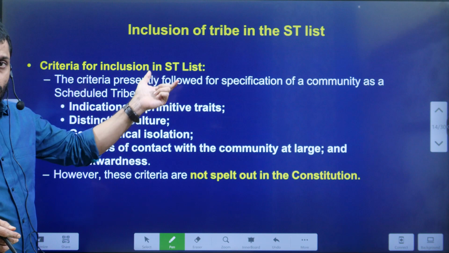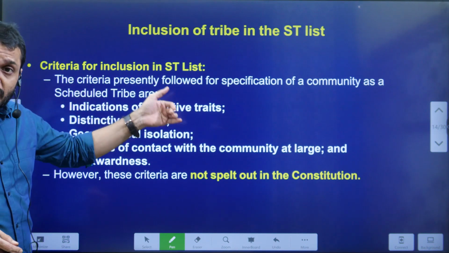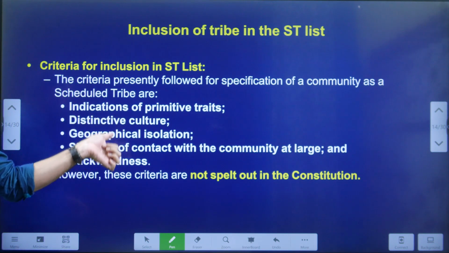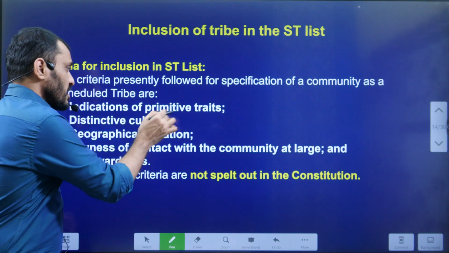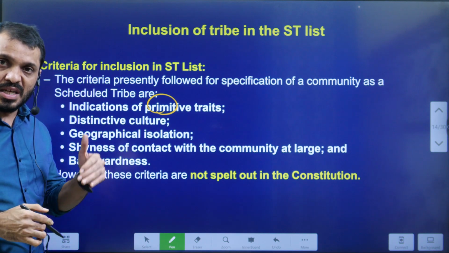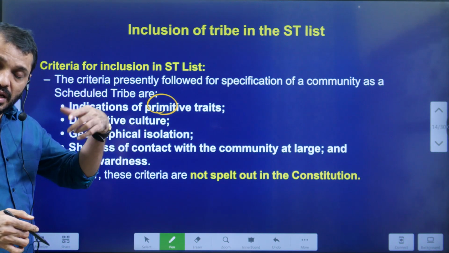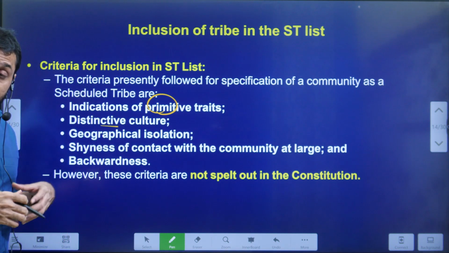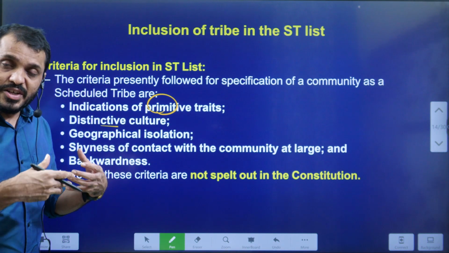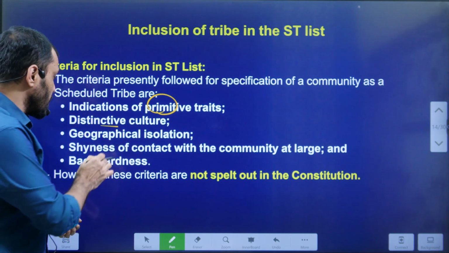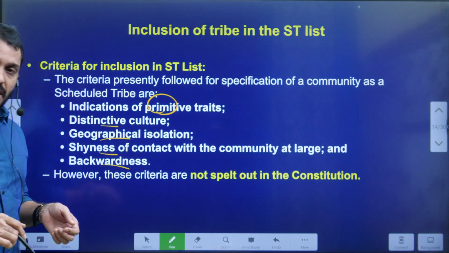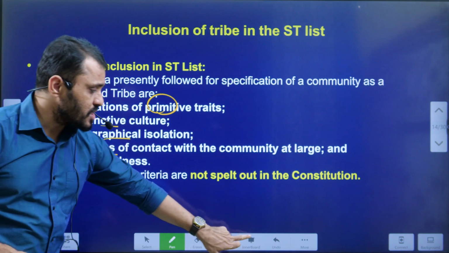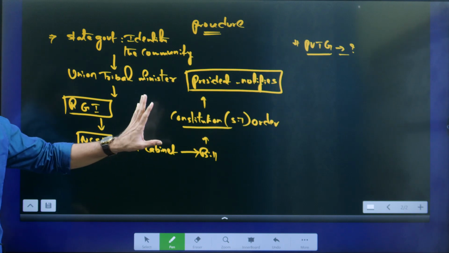Next, the inclusion. In which situation will a particular community be included in the ST list? When the community satisfies these conditions: if they have some primitive traits, that means they are more backward, their culture is more primitive in nature, they have a distinctive culture, and they have a lot of shyness. They are very shy to communicate with the rest of society, geographically isolated, and backward. When these conditions are met, we will trigger the process of including that community in the ST list.